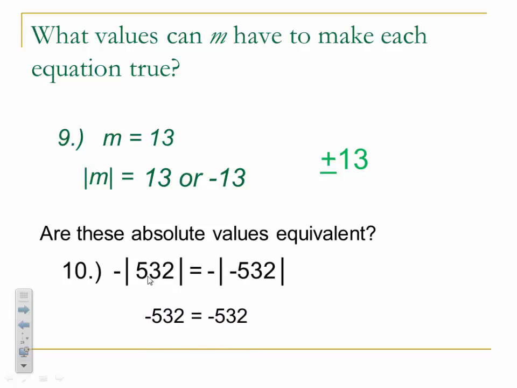So how far from 0 is 532? It's 532 places. But look at the negatives on the outside. So the negative just comes along with us here. So look at this side. How far from 0 is -532? It's 532 places, so that's positive. But look, this negative sign on the outside comes along with it.